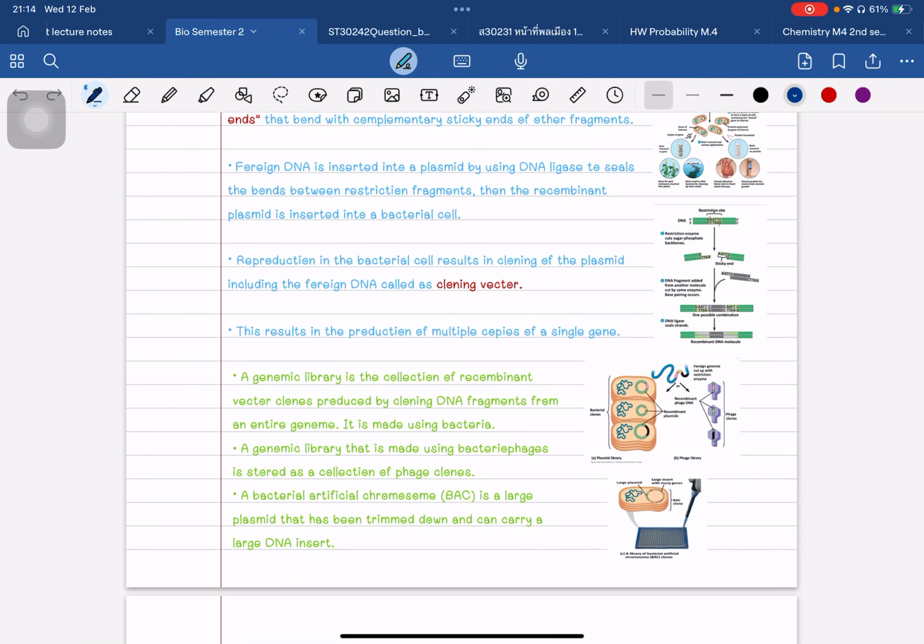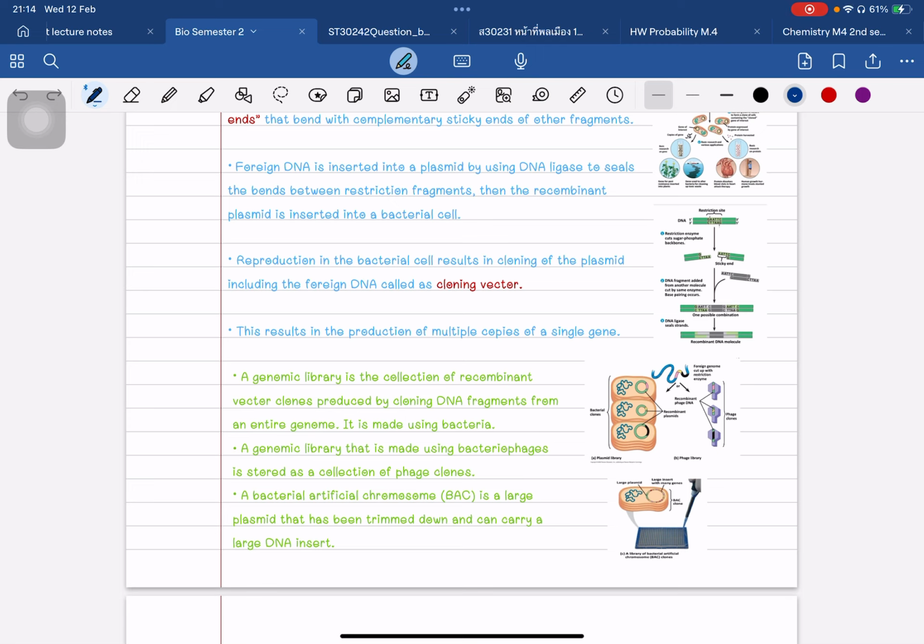Then reproduction in the bacterial cells results in cloning of the plasmid, including the foreign DNA, called the cloning vector. So, this results in the production of multiple copies of the single gene.